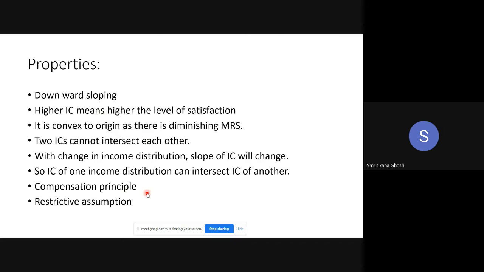So you can ask me the problems with the community indifference curve properties. Any problem? These things are there in your textbook. You can check it.